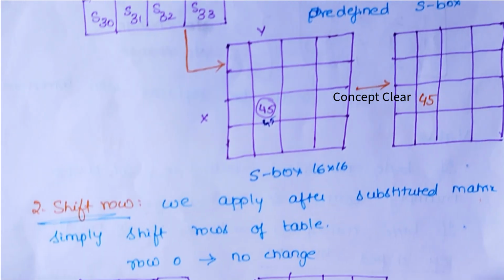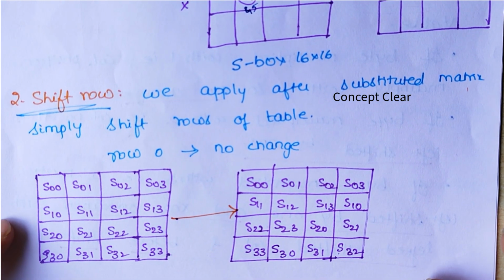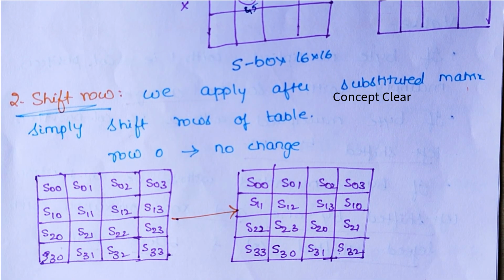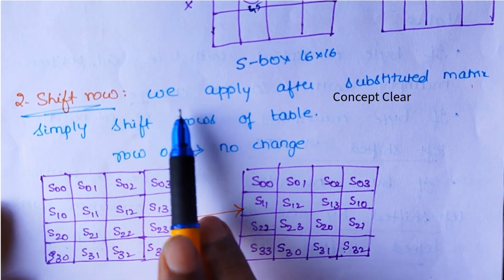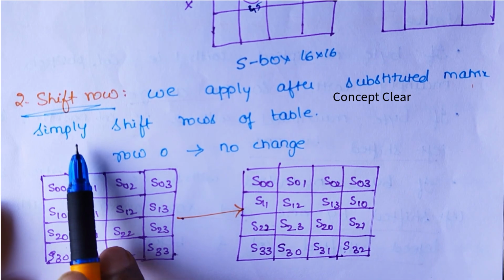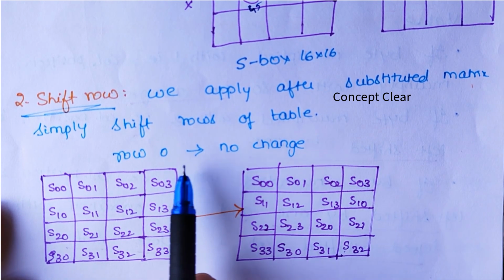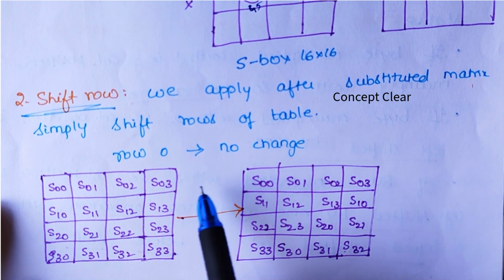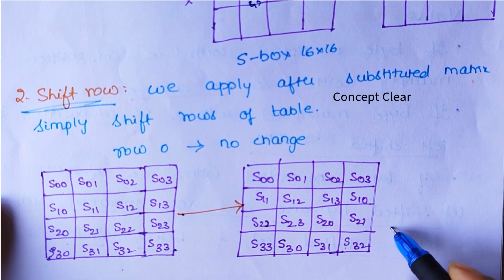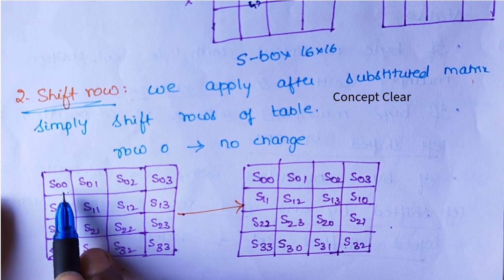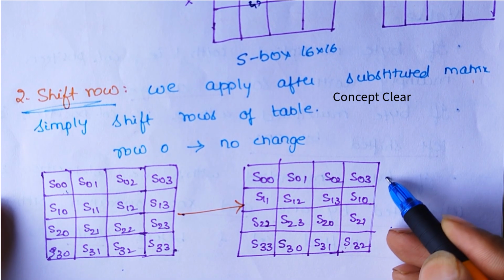The second transformation is shift rows transformation. What is the meaning of shift rows? It is nothing but shifting the row positions to the left side. We apply the shift rows operation after the substituted matrix. Simply shift the rows of the table. Row 0 has no change, so it stays as is. Here is the initial data, and here is the shifted row.